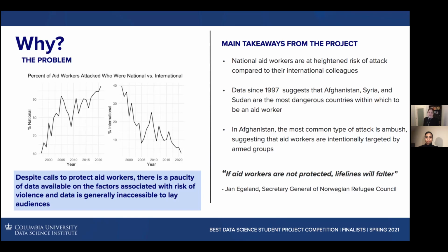Our analysis found that national aid workers are at a heightened risk of attack. Data since 1997 suggests that Afghanistan, Syria, and Sudan are the most dangerous countries for aid workers. Data from Afghanistan suggests that aid workers are intentionally targeted by armed groups.